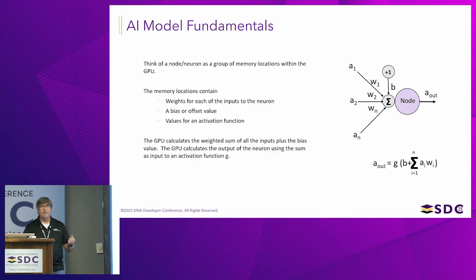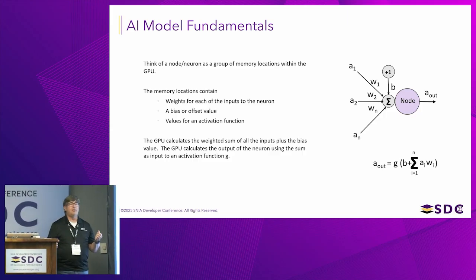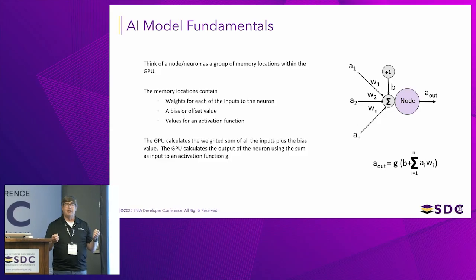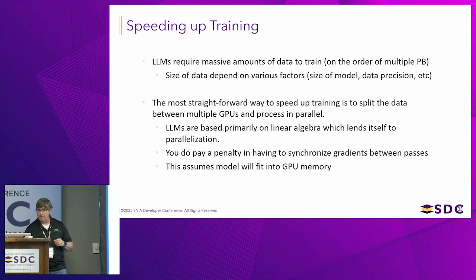So you can think of the weights as the number of parameters in a model. Some of the big ones are at 405 billion parameters. They're talking about 1 trillion parameters. So now you have all of this data that you really want to keep in memory. The best way to scale these things up and speed them up is to split these models between multiple GPUs.